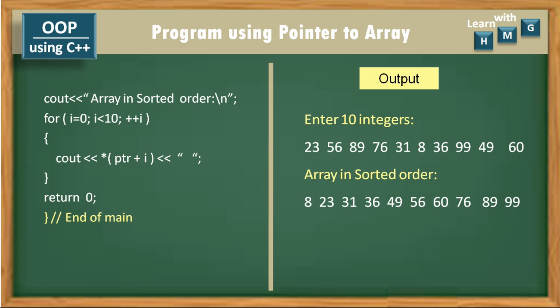So again, with the help of this second sample program, you might have understood how to use pointer to array, how to declare an array, how to declare a pointer, how to initialize a pointer, and how to access individual elements within the array in terms of pointer for performing the sorting operation and the output operation.